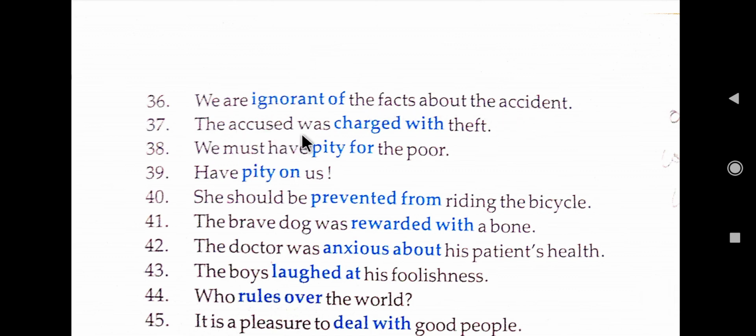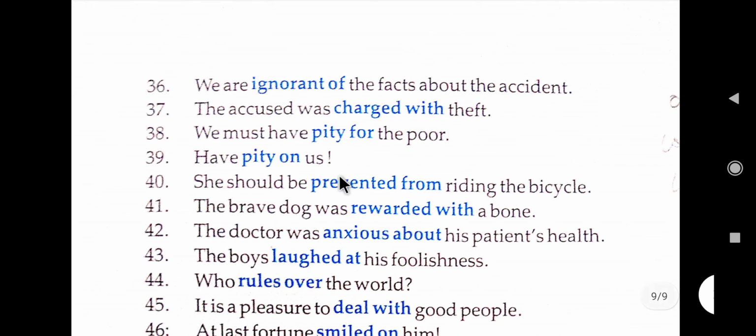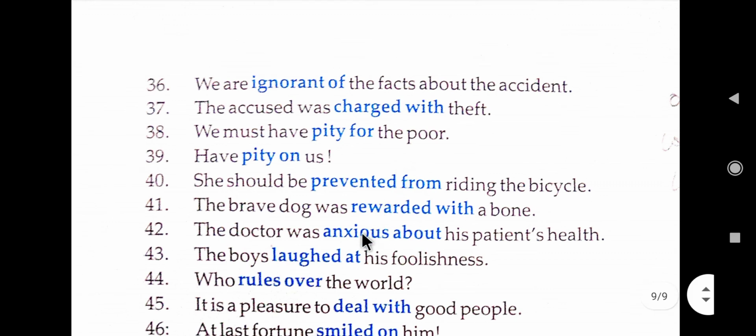The accused was charged with theft. We must have pity for the poor. So with pity you always use for. With charged you always use with. He should be prevented from riding the bicycle. The brave dog was rewarded with a bone. So rewarded always follows the preposition with. Prevented always from. Now next.